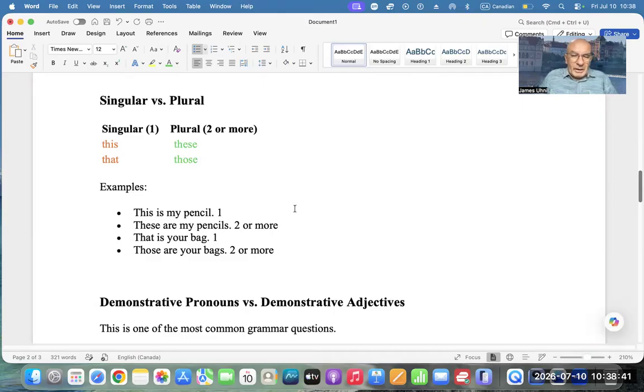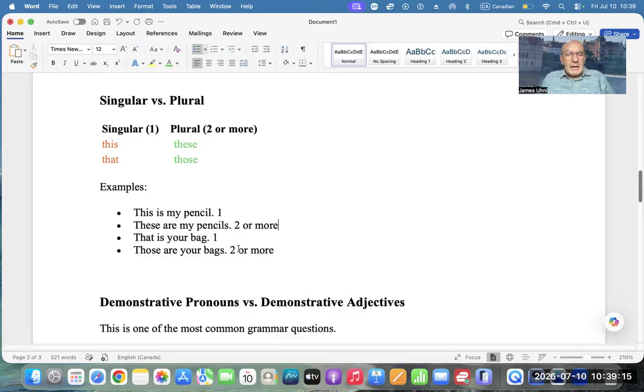That is your bag, only one. When it says this or that, it's only one. This nose, this eye, but these eyes. Okay? Those are your bags. 2, 12, 19, as many as you have are many.